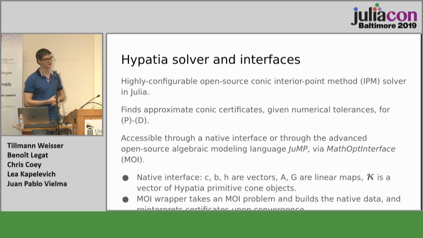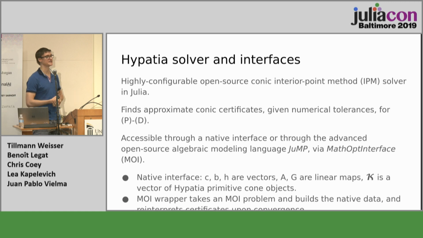Hypatia. So, Hypatia is a highly configurable, open source conic interior point solver written in Julia, and it finds approximate conic certificates given some numerical tolerances specified by the user for that primal dual pair. It's accessible either through a native interface or through JuMP via the MathOptInterface.